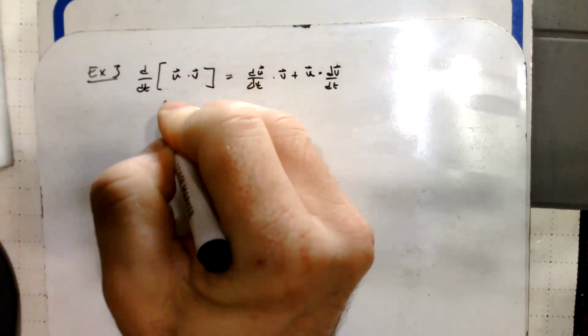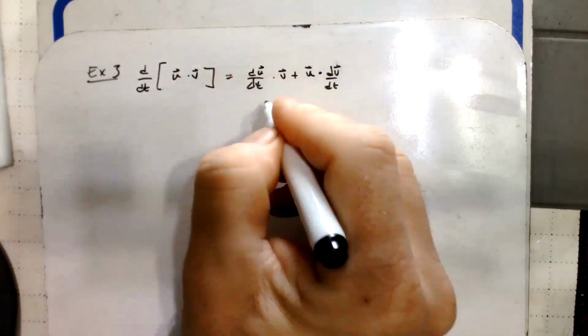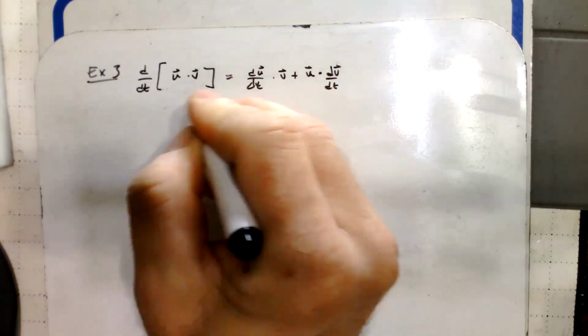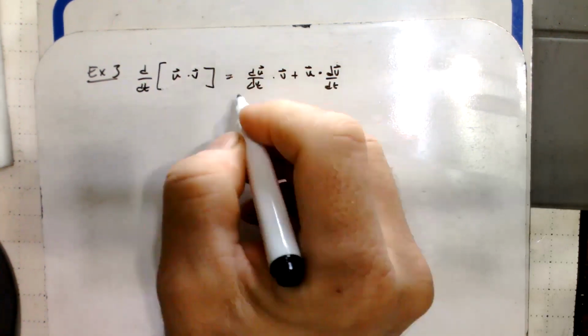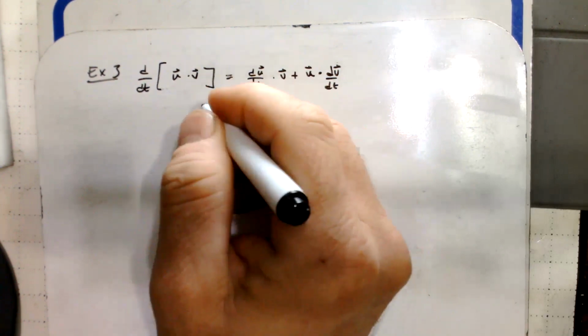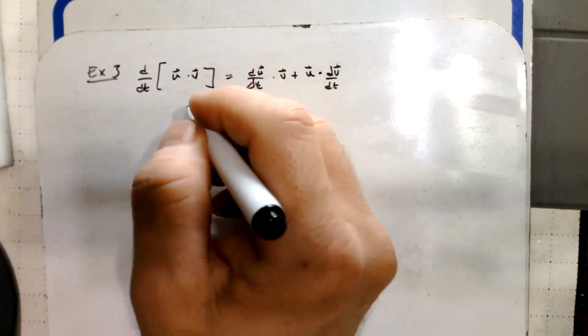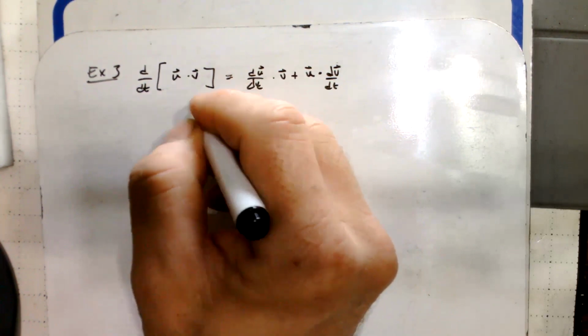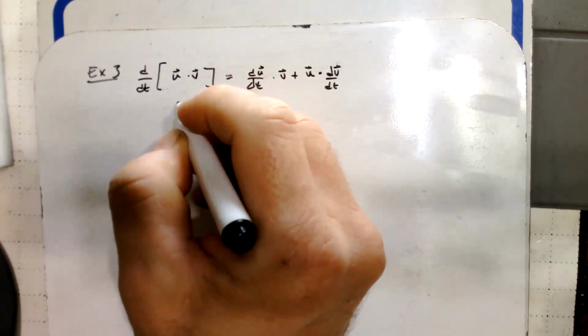All right, in this example, we want to look at solving example 3, which is proving the dot product rule for the derivative of u dot v. We want to prove the dot product rule for these.